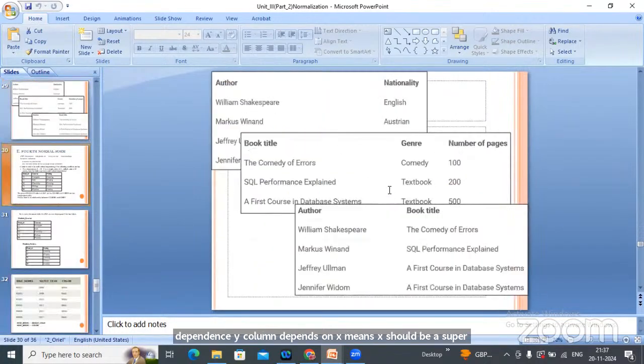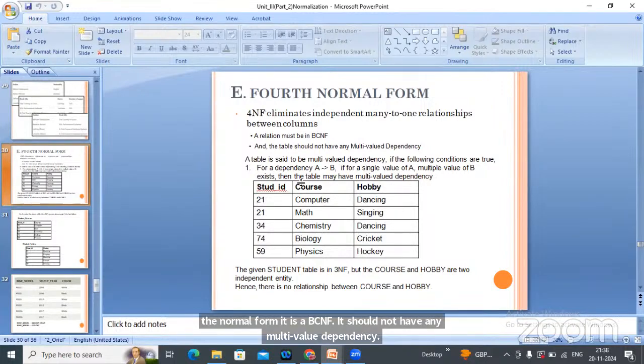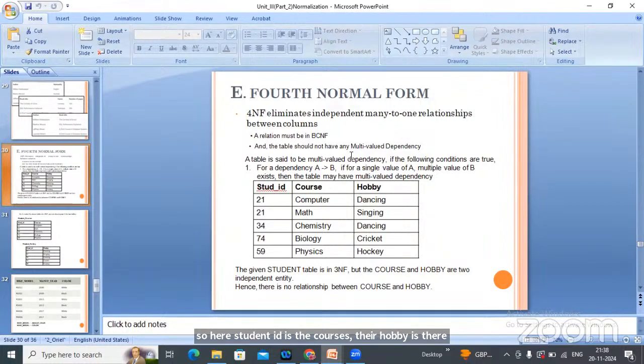Next, 4NF. Fourth normal form is BCNF and it should not have any multi-valued dependency. So here student ID, course, hobby are there. A table has a multi-valued dependency if these conditions are true: a dependency A tends to B, and for a single value of A there are multiple values of B, so the table has a multi-valued dependency.